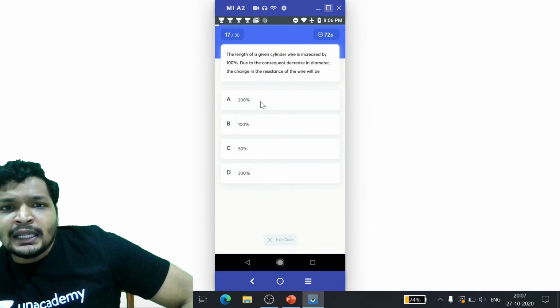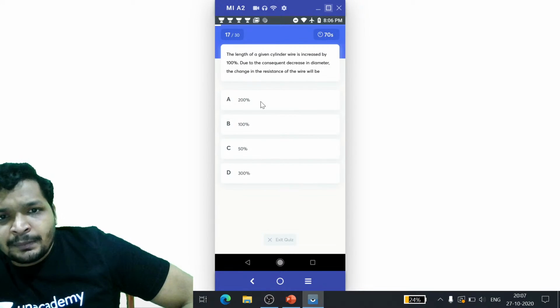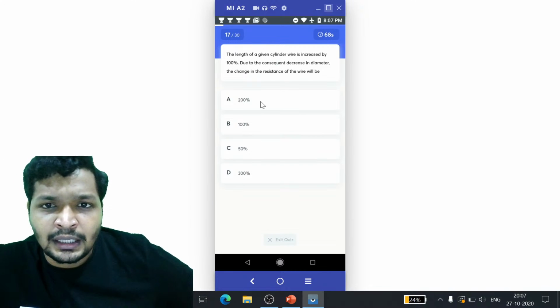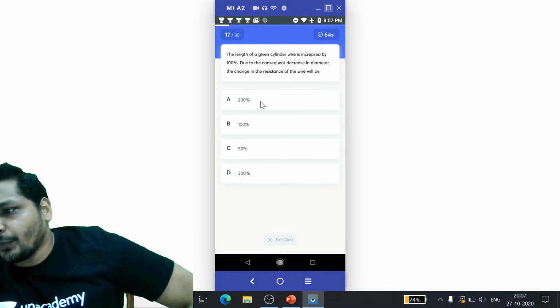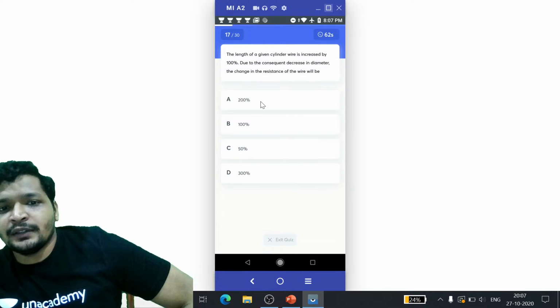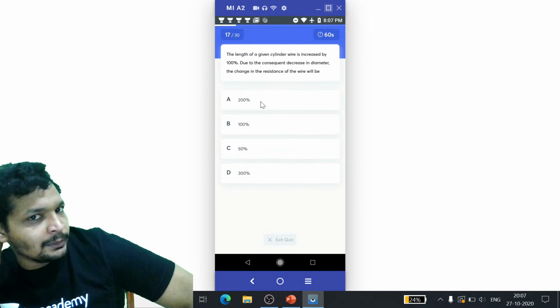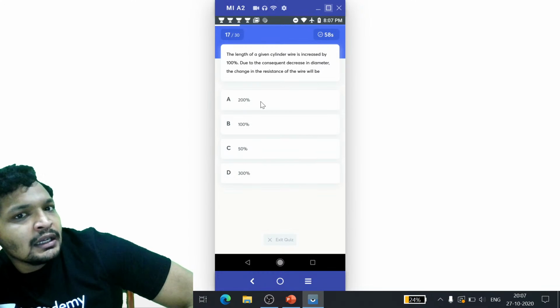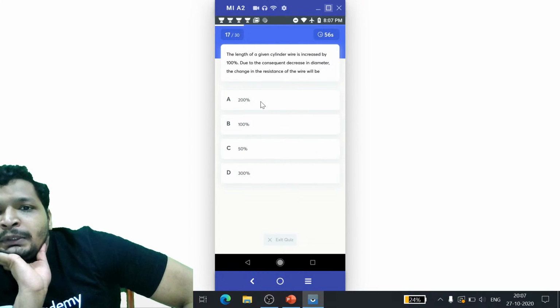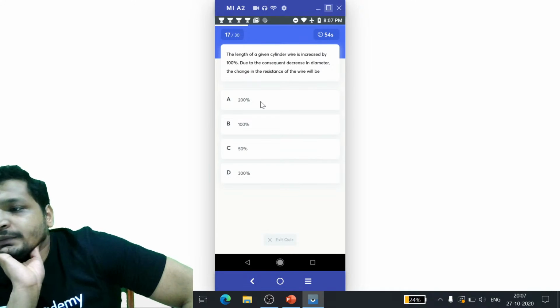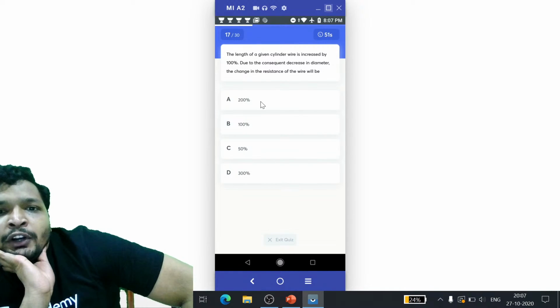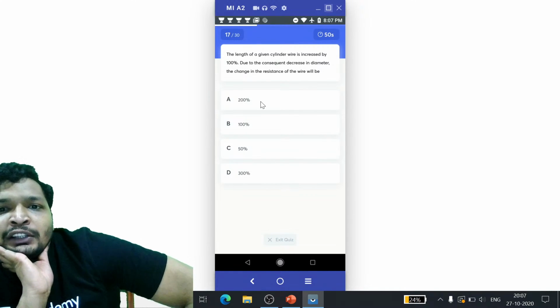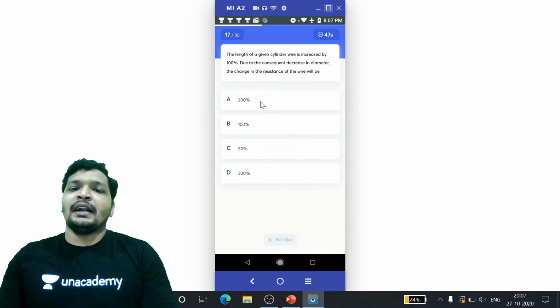Anyway. The length of a given cylinder is increased by 100%. Due to the consequent decrease in diameter, the change in the resistance of the wire will be. What is the concept over here? Write down the concept. I told you, write down the concept. Even in the earlier case, you could have done that. But now in this case, what is the concept? Volume should be constant, if the length of the cylinder is increased by stretching it by 100%.